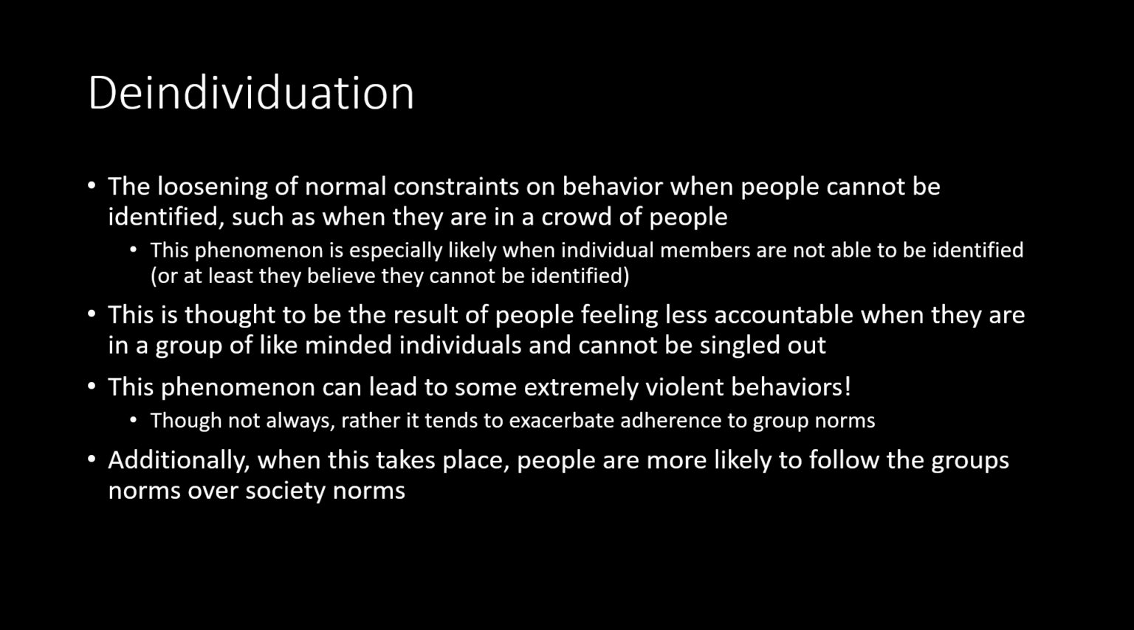Additionally, when people de-individuate and become amalgamated with this crowd or group, they will tend to overwrite or overlook society's norms and follow much more closely group norms. So, for example, if a group has the norm that a certain class of people are subhuman or less worthy of care and treatment, even though society as a whole has the norm that all people should be treated equally, when de-individuation occurs, people are much more likely to follow this bigoted group norm than the egalitarian norm of society.